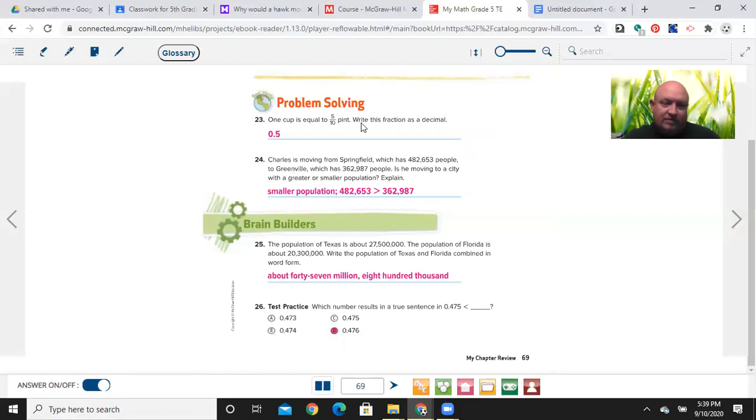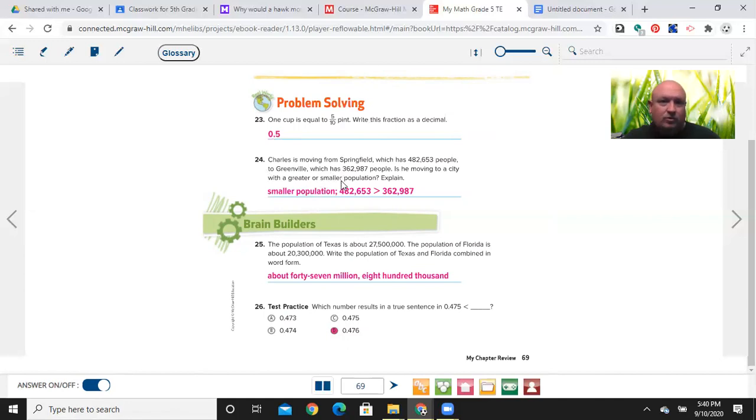1 cup is equal to 5/10 of a pint. Write the fraction as a decimal. So we're writing 5/10 as a decimal. And the tenths tell me there's 1 decimal place, and that is a 5 in that 10th spot, so 0.5.